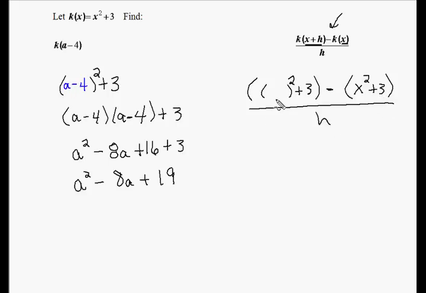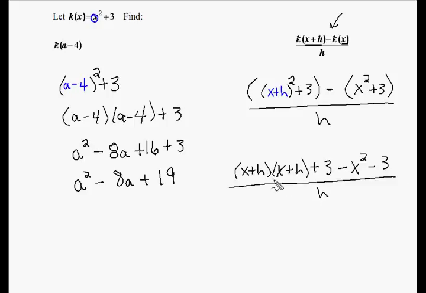Now I left a gap so that you would notice that this x plus h is what has to go in where the x used to be. So here was x, now it's x plus h. Okay, in order to do this problem we need to clear parentheses. So we need to do this x plus h squared, which is multiplying it to itself, x plus h, and then adding 3, and then subtracting x squared, and then subtracting 3, and dividing all of that by h.